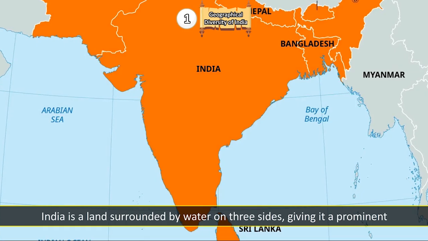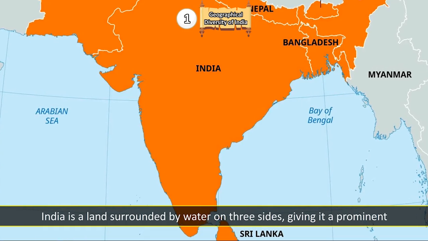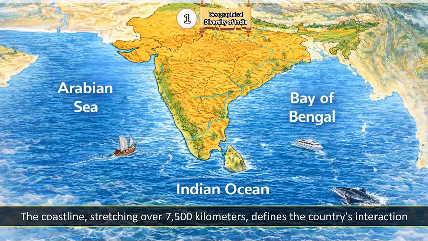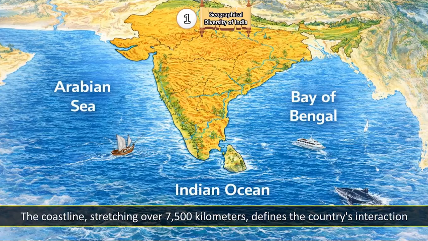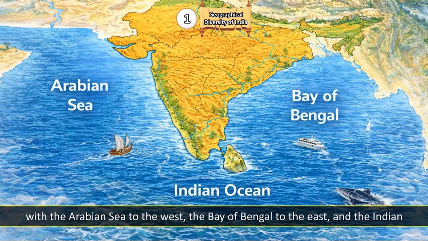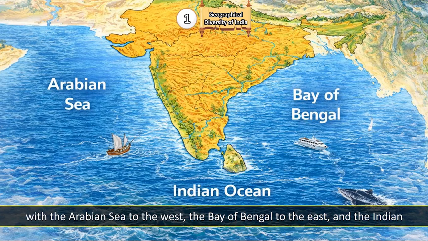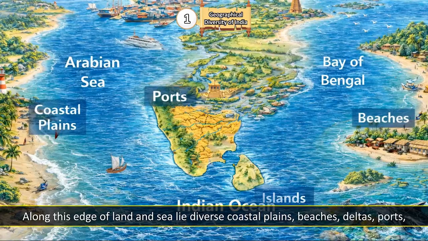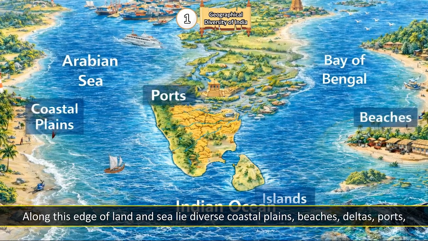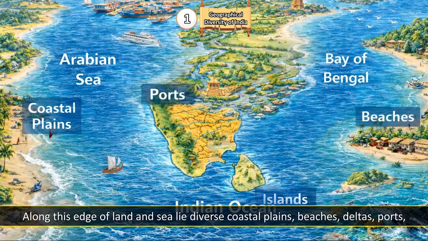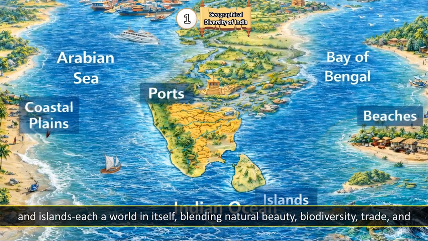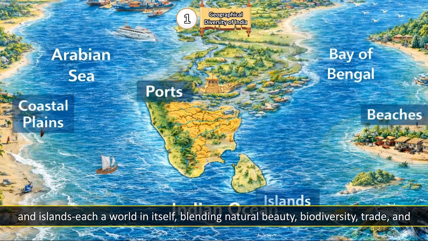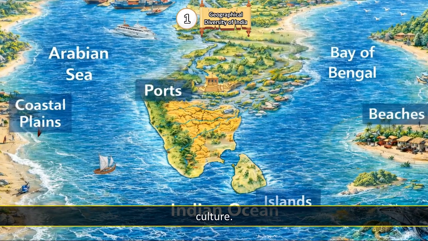India's coastlines and coastal plains, where land meets the sea. India is a land surrounded by water on three sides, giving it a prominent peninsular character. The coastline, stretching over 7,500 kilometers, defines the country's interaction with the Arabian Sea to the west, the Bay of Bengal to the east, and the Indian Ocean to the south. Along this edge of land and sea lie diverse coastal plains, beaches, deltas, ports, and islands, each a world in itself, blending natural beauty, biodiversity, trade, and culture.